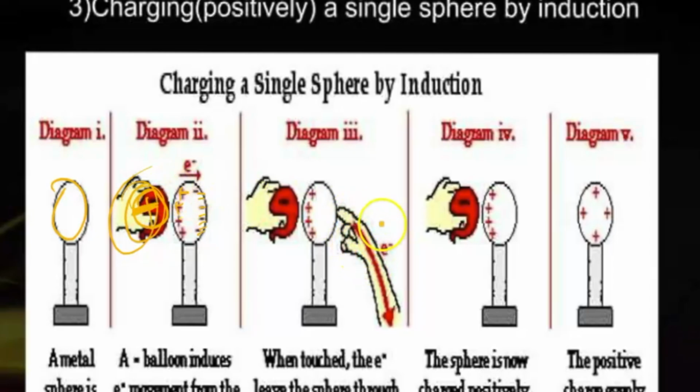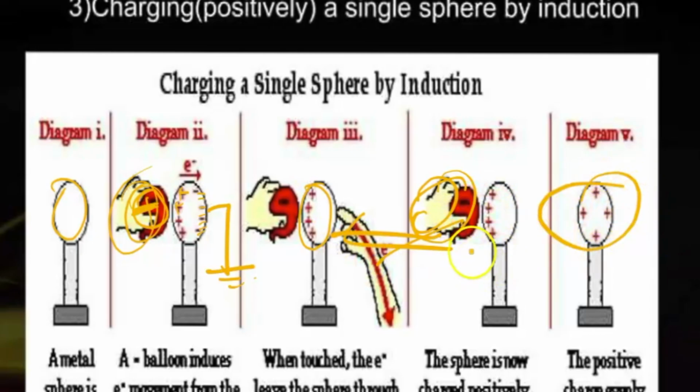And now you have to earth this side. We have to earth this side so that the electrons can be transferred to earth, and that's why we can just have a positive charge on this side. Okay, and just bring it away, and you can take this away, and that will be a positively charged sphere.